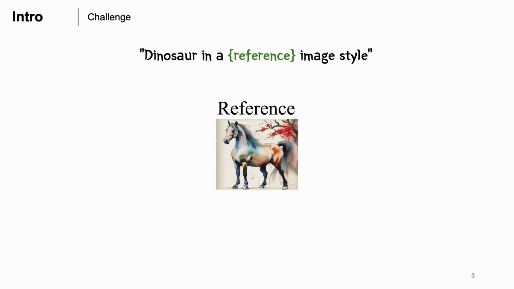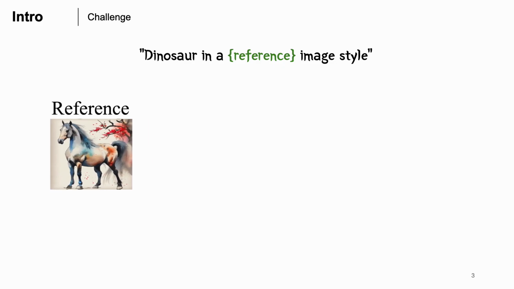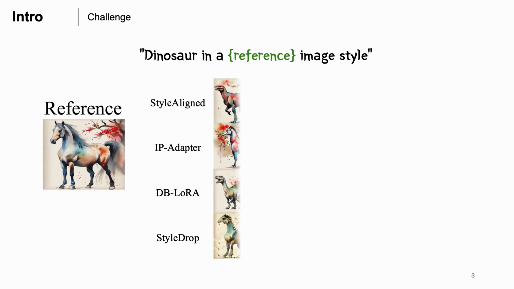However, there is a challenge. Let's create dinosaur images using a horse image as a reference style image. Existing methods seem to work pretty well. They all generate dinosaur images while reflecting the style of the reference image.